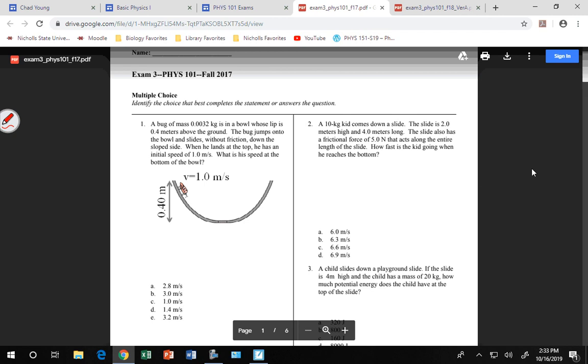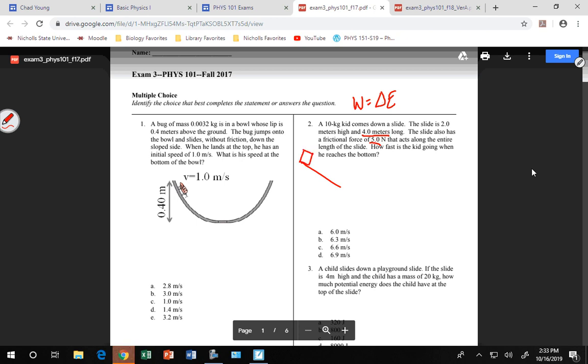The work energy, right? Work equals change in energy. I have a 10-kilogram kid who comes down a slide. The slide is 2 meters high and 4 meters long. The slide has a frictional force of 5 newtons that acts along the entire length of the slide. So here's the kid. We'll just draw him as a block.